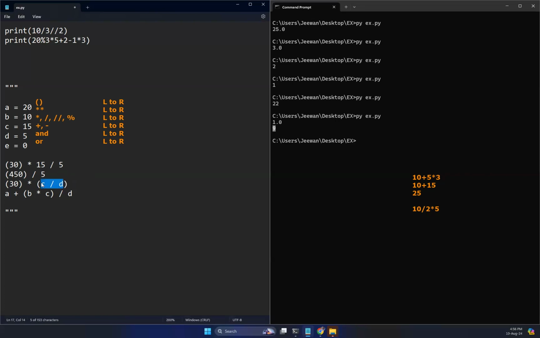And again, A plus B is 20 plus 10, 30, and then C divided by D, C equals 15, 15 divided by 5, that becomes 3.0, then 30 into 3.0 becomes 90.0, right? And again, B into C first, B is 10, 10 into 15 becomes 150, 150 divided by 5 is 30, and 30 plus A means 20, 30.0 plus 20 becomes 50.0, right? It's going to be 50.0, right?